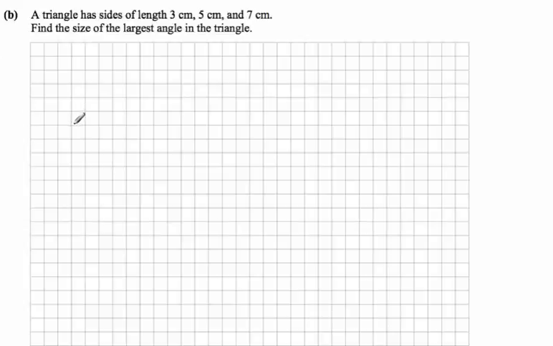Part B says the triangle has sides of length 3, 5, and 7 centimeters. Find the size of the largest angle in the triangle. If I just sketch this triangle here, let's say that's 3, let's say that's 7, and let's say that's 5, roughly. A fact that's always true in triangles is the biggest angle is always opposite the largest side. So you can see here the biggest angle would be directly opposite the largest side, 7.